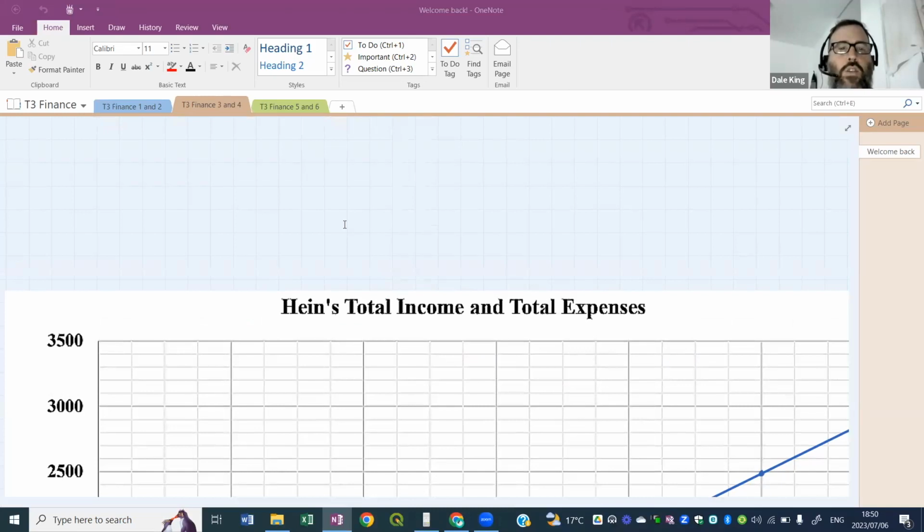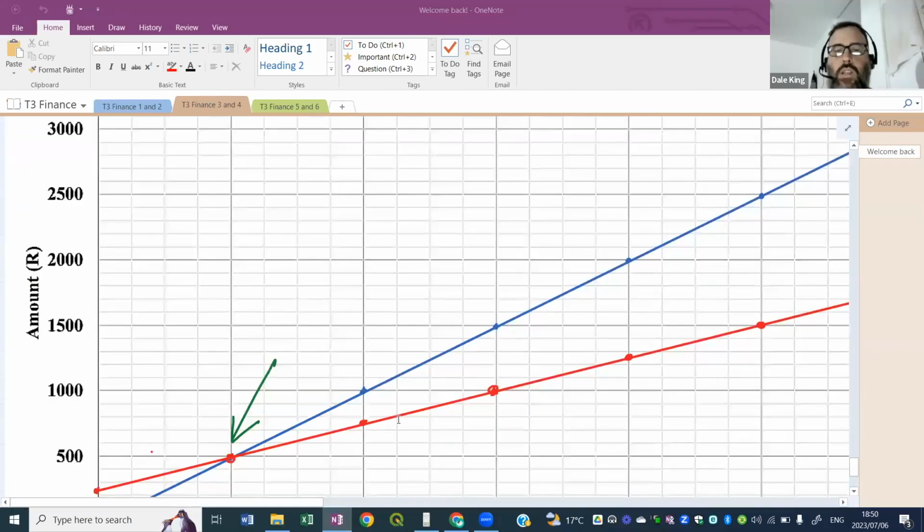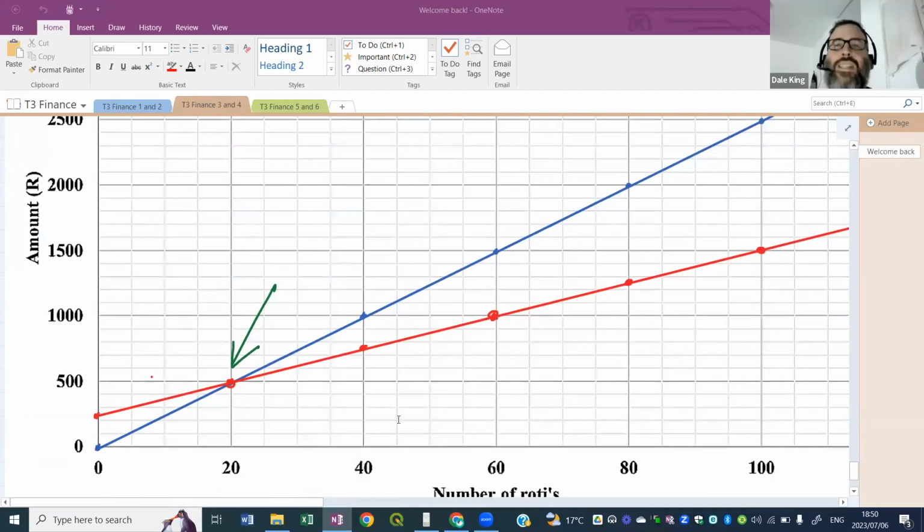All right. So use the graph to determine exactly how many rotis Hein must sell to start making profit. 20 upwards. Now, Leverchen's getting a little bit specific. I'll cover everyone else's answer with this one. 20 and upwards. That's a little bit more definitive. Are you guys happy with above 20? Anyone want to disagree with above 20 or 20 upwards?